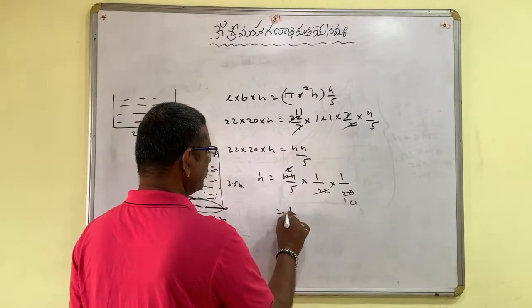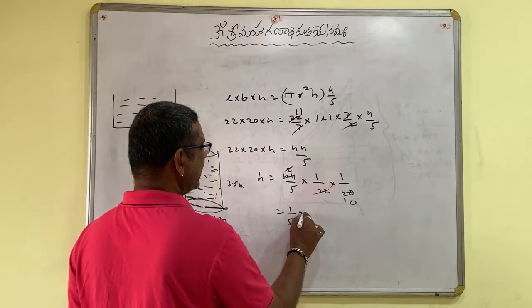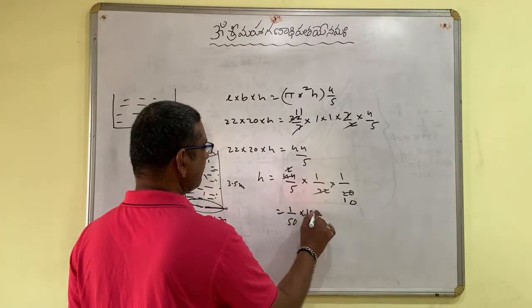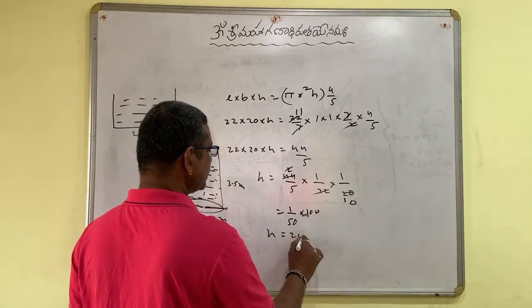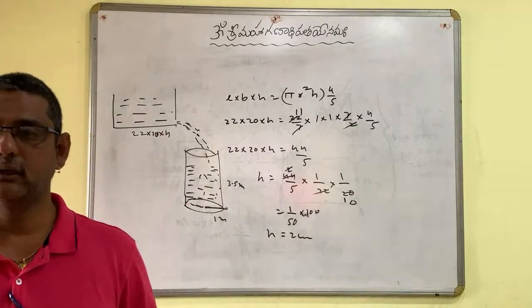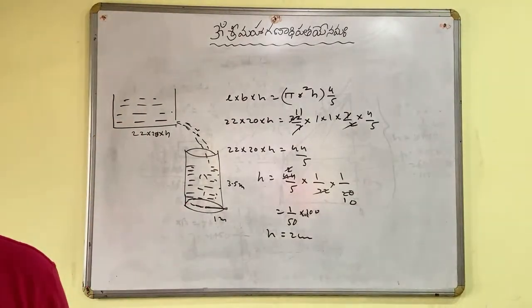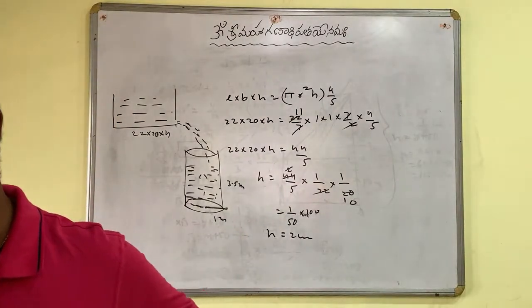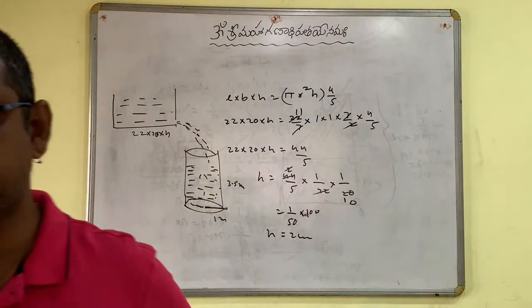1 by 50 meters. So if you convert into centimeters, into 100, height is 2 centimeters. So that day there is a 2 centimeters rainfall.